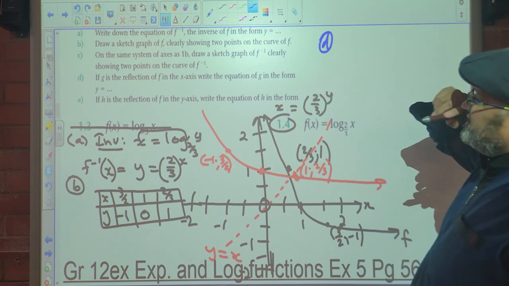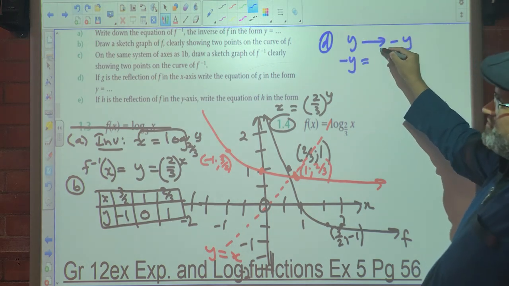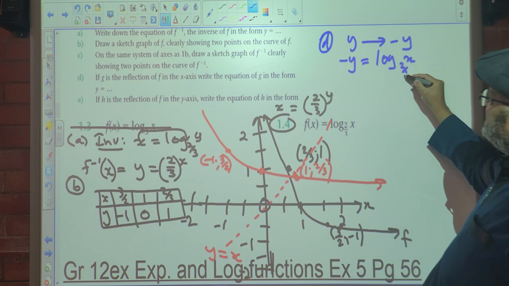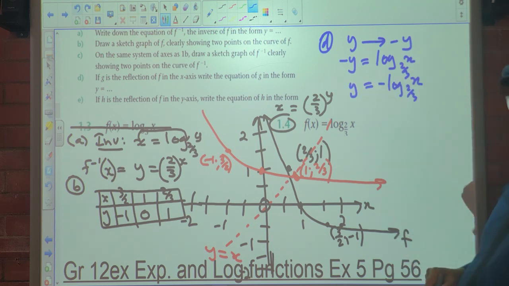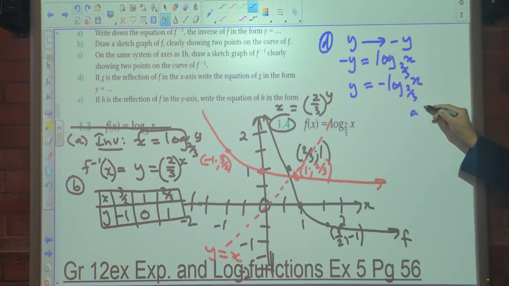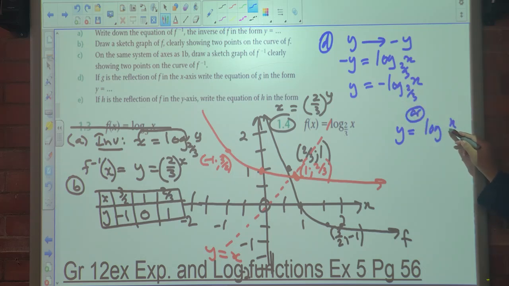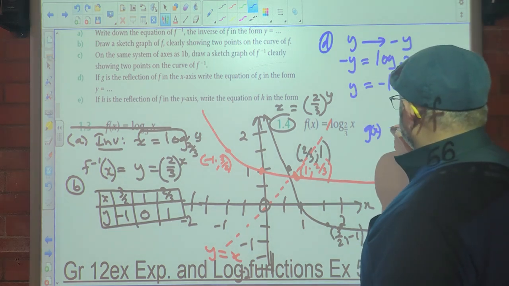D says if it's reflected in the x-axis, y becomes negative. So it's negative y is equal to log x base 2/3. So y is equal to negative log x base 2/3. Okay? Or, remember if there's a negative in front of that, it could be written as y is equal to log x base, so if I put 2/3 to the -1, it becomes 3/2. So both of that is the same thing. And that's the equation of g of x.